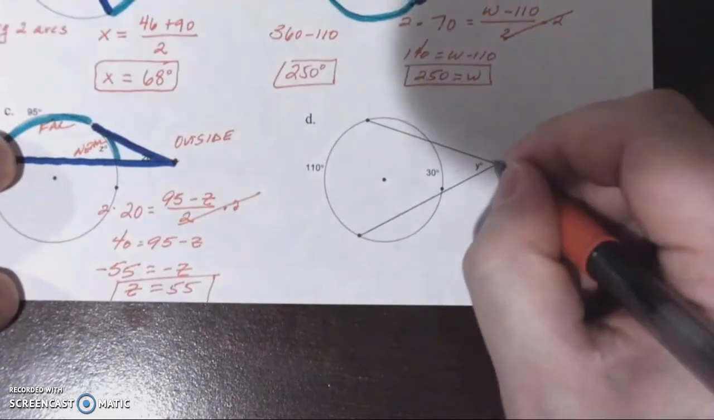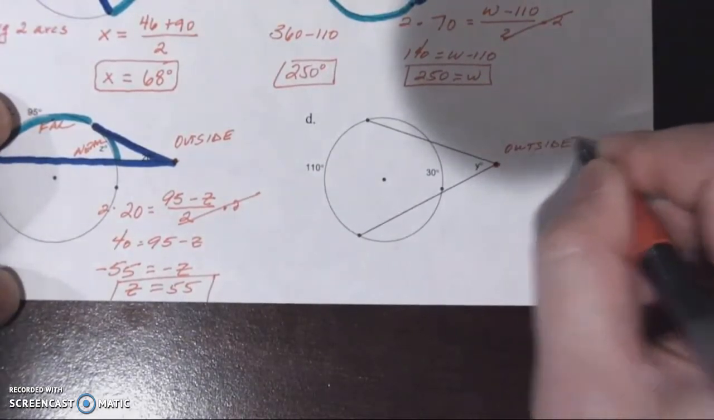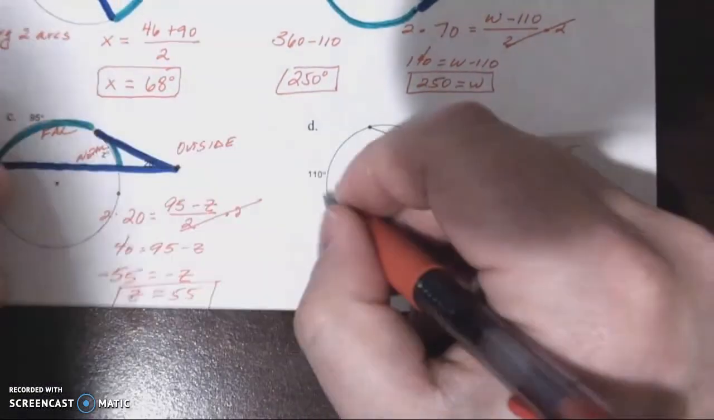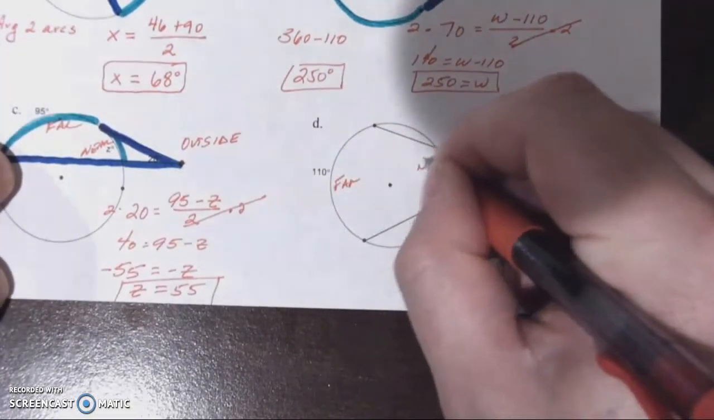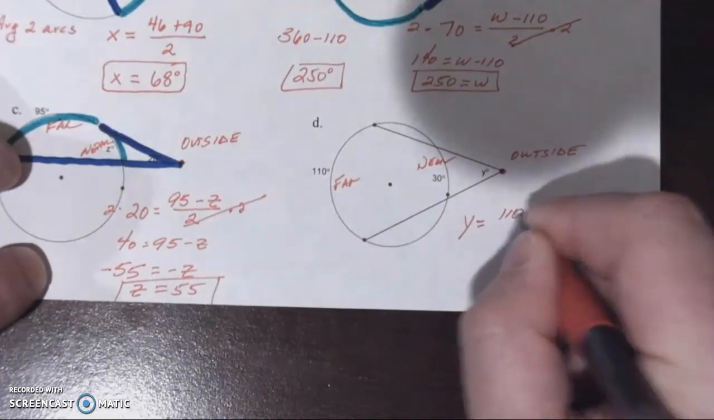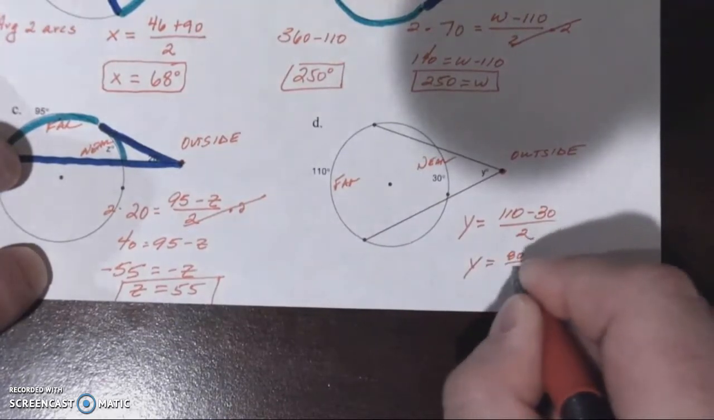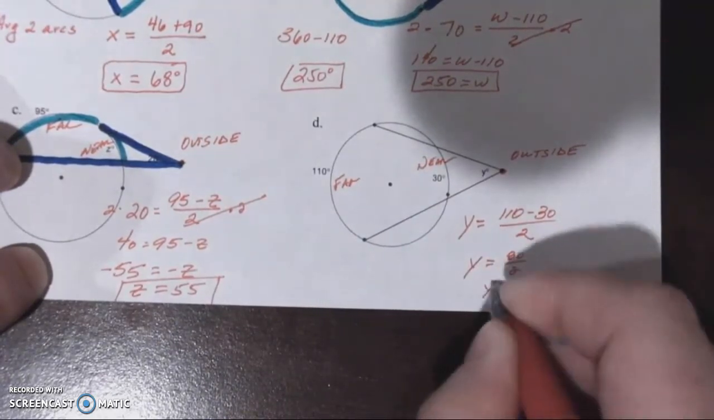And last but not least, this is an angle formed by two lines that intersect outside the circle. Again, far arc minus near arc divided by 2. We don't know the angle. The angle equals far arc minus near arc divided by 2. Just do a little math. Not really a lot of algebra needed there.